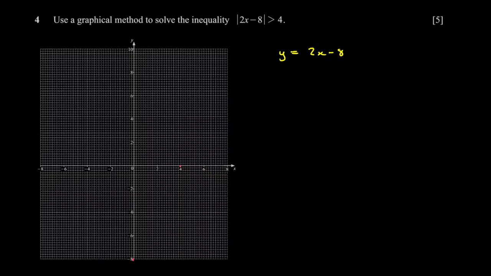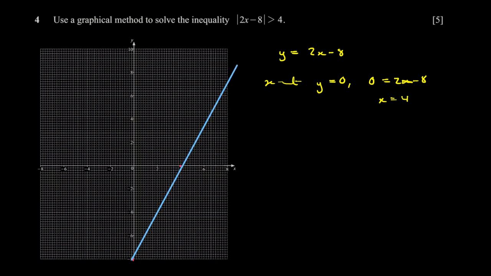So it's going to go through the x-intercept at 4, but if you really weren't sure about that, x-intercept is when y is equal to 0. So we've got 0 is equal to 2x minus 8. So 2x is equal to 8, which means x is equal to 4. Okay, so the line would look something like that.